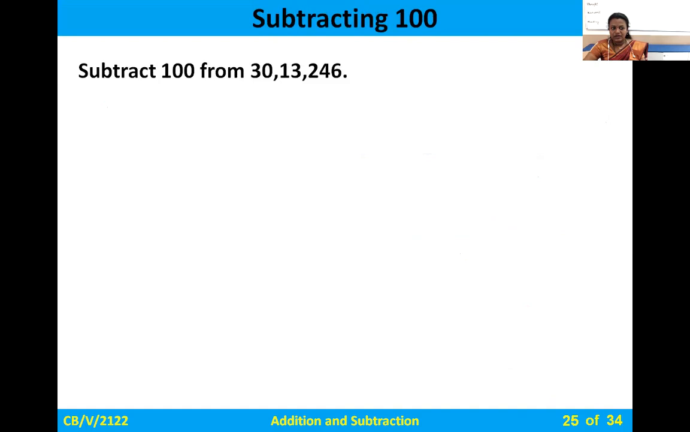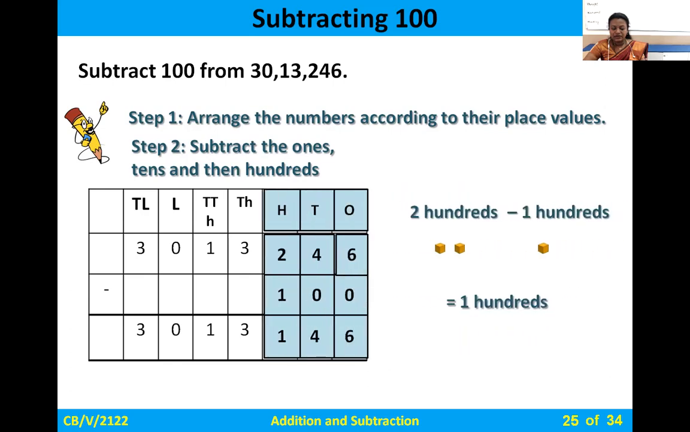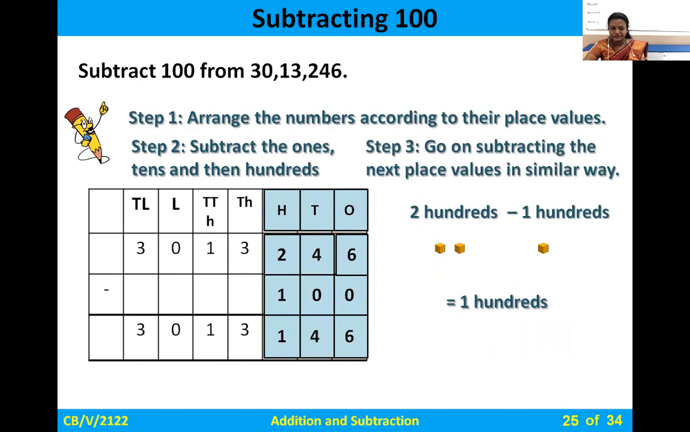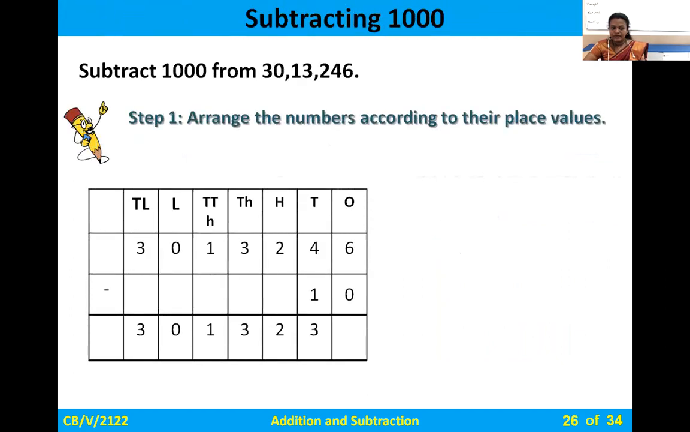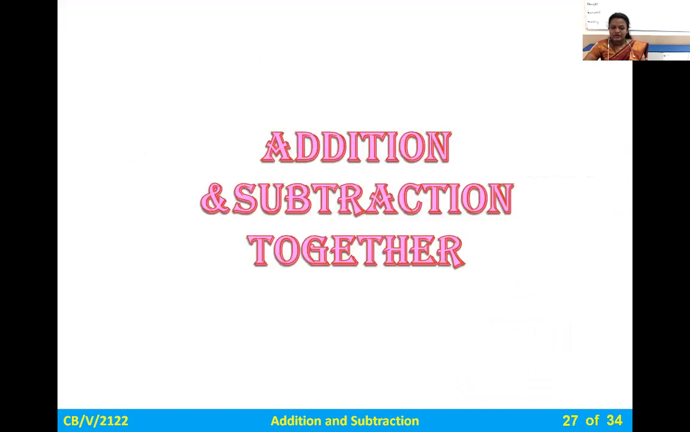In a similar way, when we subtract by 100, absolutely right, there will be a reduction in the hundreds place by 1. So the answer would be 30 lakhs 13,146. Similarly, if we subtract by 1000, you'll find that the reduction in the thousands place will be 3 minus 1, which is 2, and all other digits would remain the same. So in this we learned how the subtraction process is continued.